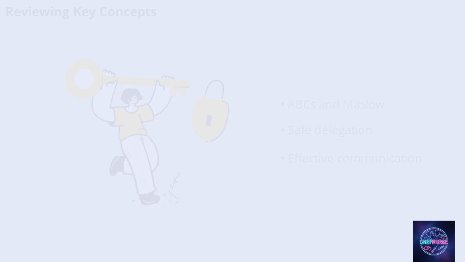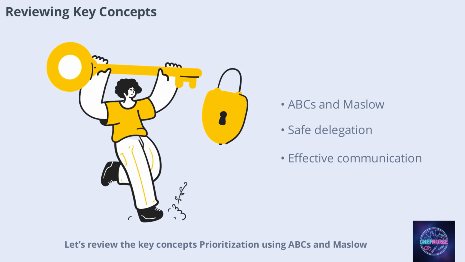Let's review the key concepts. Prioritization using ABCs and Maslow, safe delegation, effective staff management, and strong communication. Remember the 5 rights of delegation, SBAR technique, and always put patient safety first. Practicing these skills will help you excel on the NCLEX and in your nursing career.